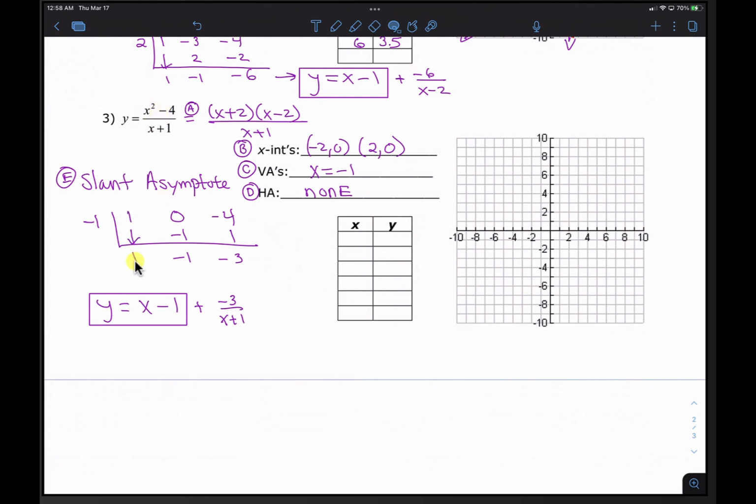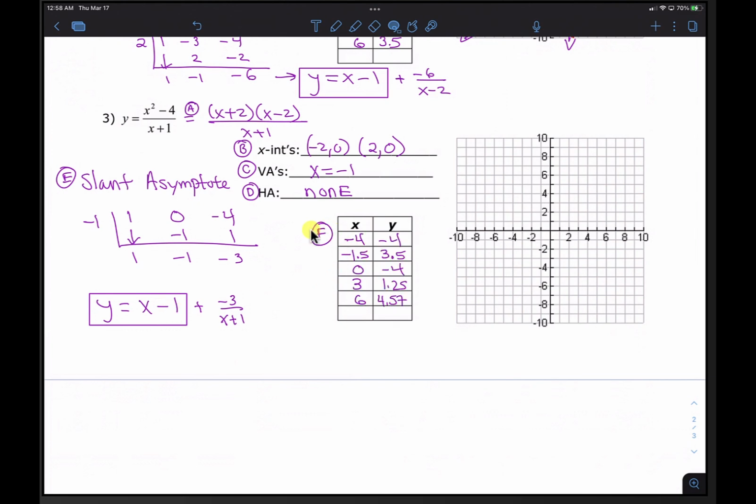Drop the 1 down, and 1 times -1 is -1, plus the 0 is -1, times -1 is +1, and then -4 is -3. The -3 is your remainder, so you're going to ignore that, and then the other two coefficients represent x minus 1. So the equation y equals x minus 1 is going to be the equation of your slant asymptote.